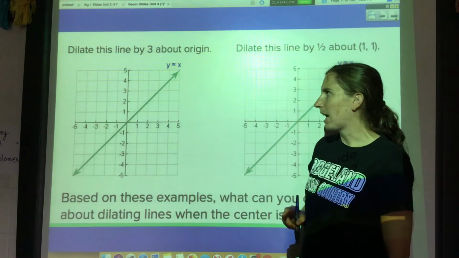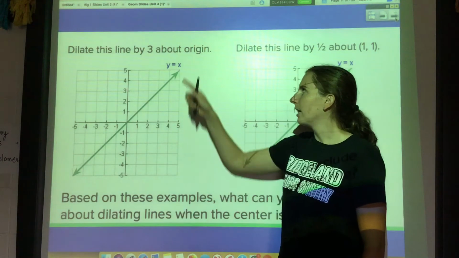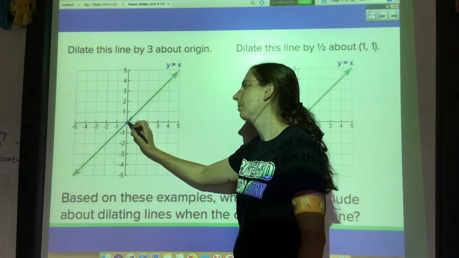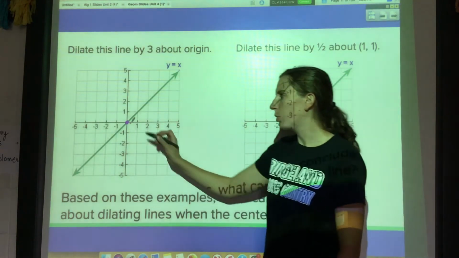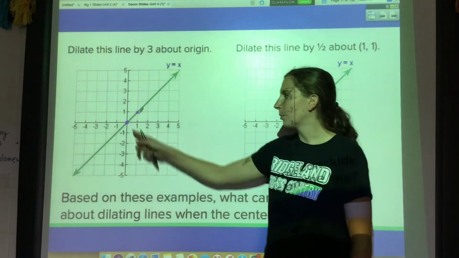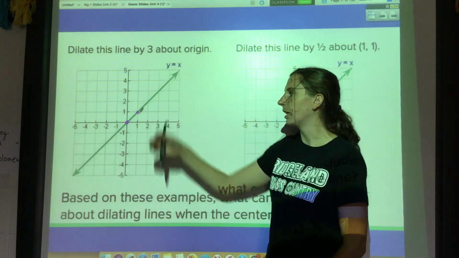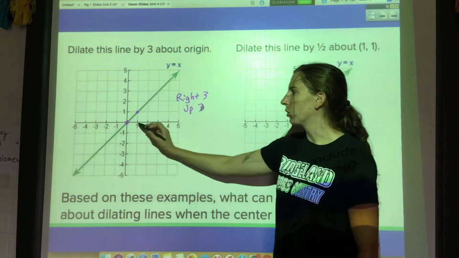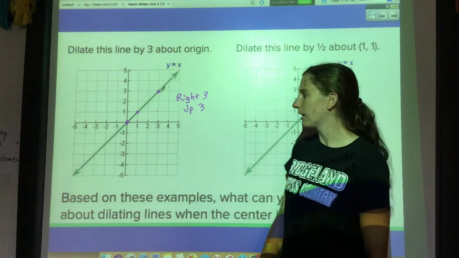If I'm going to dilate this line by 3, so it's going to get 3 times as long, and the center of dilation is the origin, which happens to be on the line. So like we did in the last few examples, let's pick a point like (1, 1), which is on the line. And typically, to get from the center to that point, I would go right 1, up 1. But if I'm going to triple it, I'm going to go right 3, up 3. So right 3, up 3, which, if you'll notice, still lands on the line.